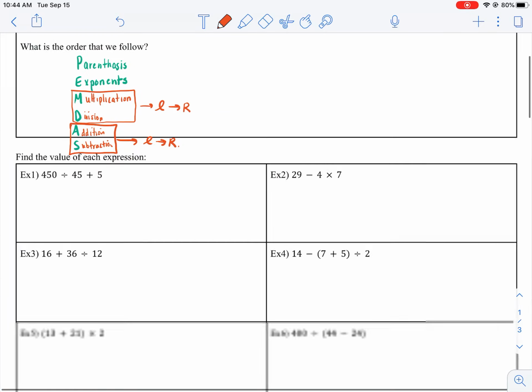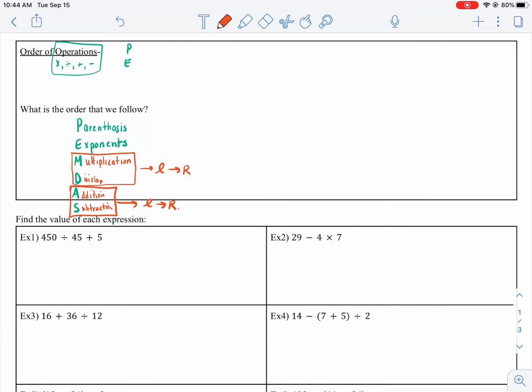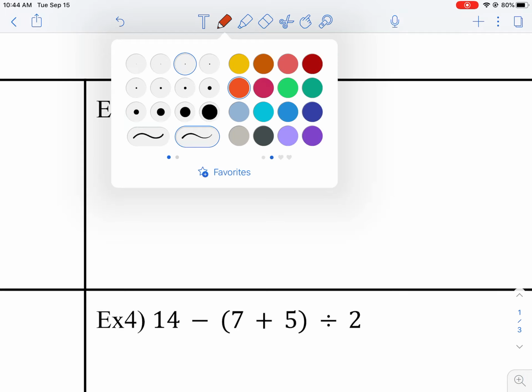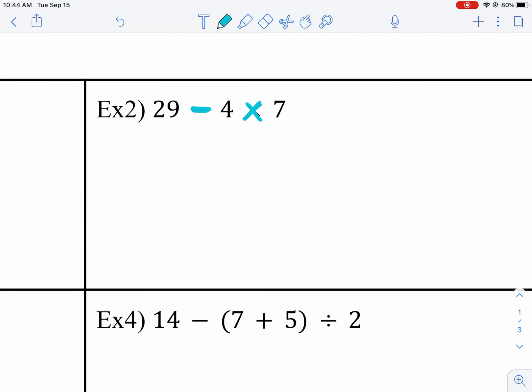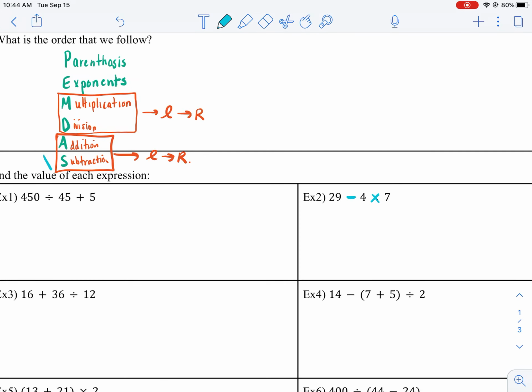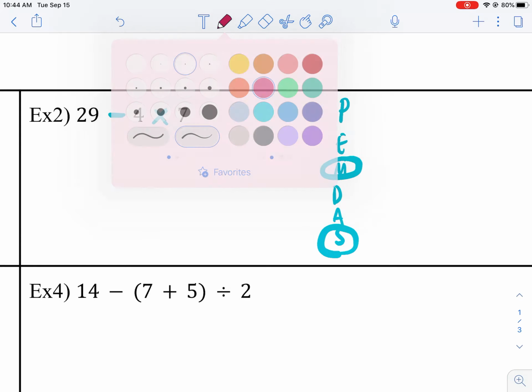Okay? So what I'm going to do is we have a bunch of questions here on this document, but I am going to just handpick a few of them. So let's start with an easy one. Let's do number 2 first. Okay? I see two operations. I see subtraction and I see multiplication. Okay, so which one comes first in our order of operations? So here, I'll actually write it over here. I'll write a new PEMDAS. So we don't have parentheses, we don't have exponents. We have multiplication and we have subtraction. So which one comes first? The first one is multiplication. So that's what we're going to perform first.